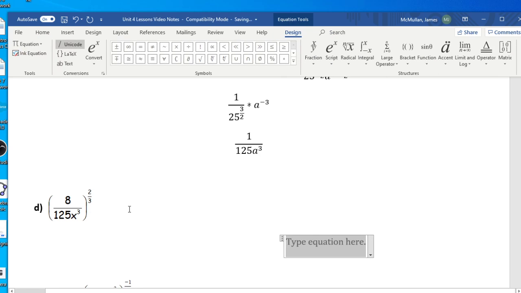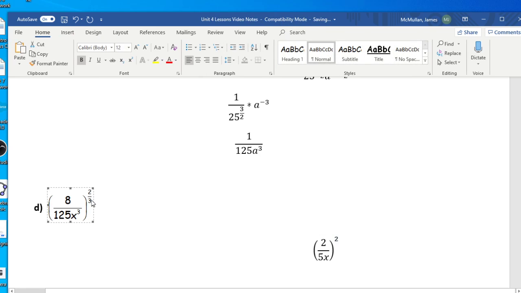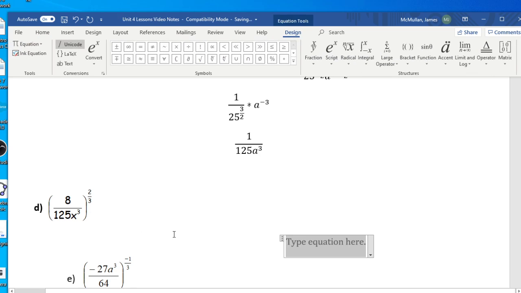Okay, so here, what we need to do. The first thing I want to do here is I notice that 8 and 125 and x cubed are all perfect cubes. So what I'm going to do is I'm just going to say this is 2 over 5x all squared. Right? Do you see what I've done? I've taken the cube root part. So let's write an intermediate step here. Let's copy the question out. So 8 over 125x cubed.